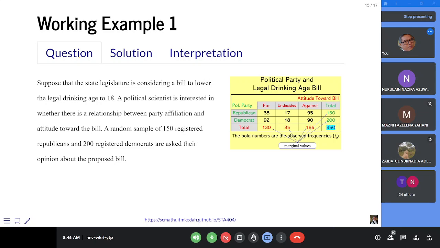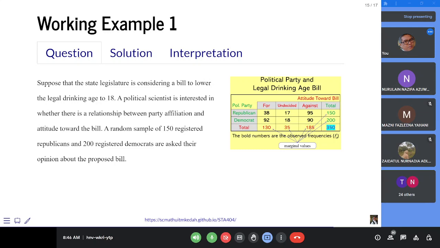Alright. Suppose that the state legislature is considering a bill to lower the legal drinking age to 18. A political scientist is interested in whether there is a relationship between party affiliation and attitude towards the bill. So nak tengok party affiliation dengan attitude towards the bill. A random sample of 150 registered Republicans and 200 registered Democrats are asked their opinion about the proposed bill.